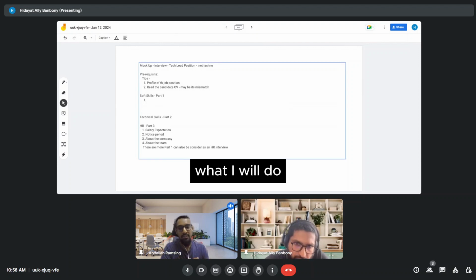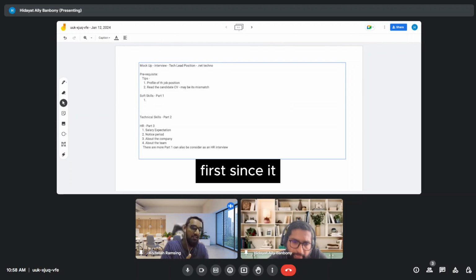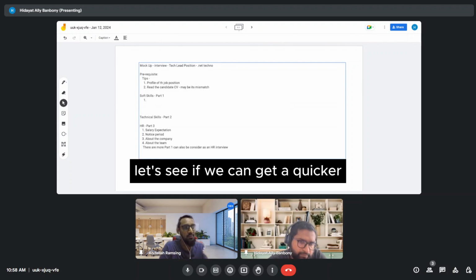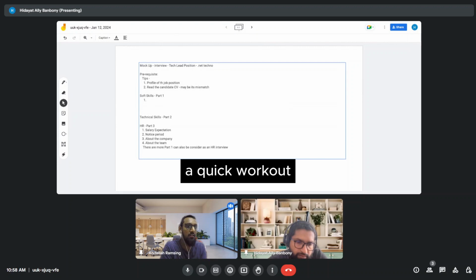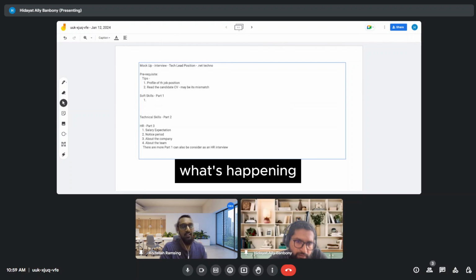But normally, since it's technology I know really well, I will sit down with this person and try to figure it out first. Since it is a Friday, let's see if we can get a quick workaround. But the best part then is to do a root cause analysis, try to understand what's happening, and then solve it with the proper solution.